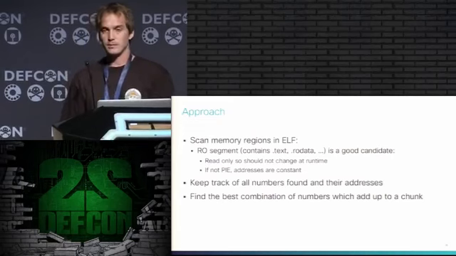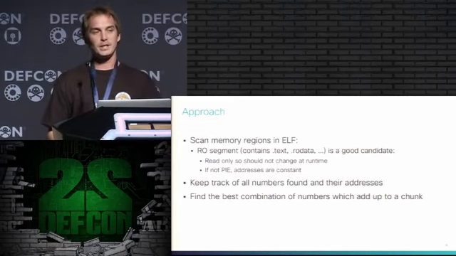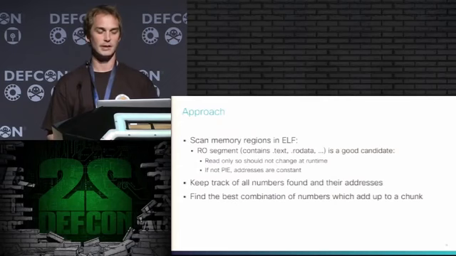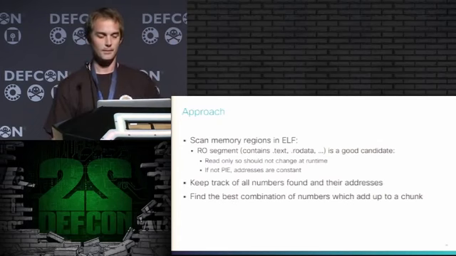So the approach was, my idea was that if I can basically scan memory for numbers, and if I can find a way to add them together to end up at that chunk value, then I'm fine, right? By definition, memory has a crazy number of numbers in there. If you look at individual numbers, it's got heaps of them.